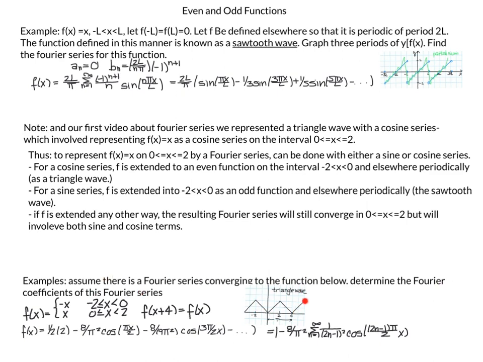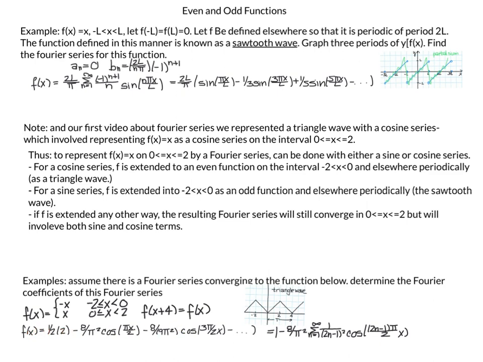We had a triangle wave. We did the Fourier series, and it turned out that our sine coefficients were all 0. And we didn't do anything to make it that way. It just happened that way. And then we saw that f of x was equal to a cosine series.